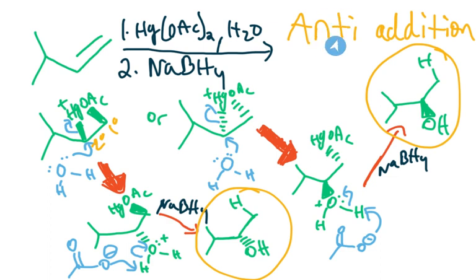And the anti part comes right here and right here, because notice these two bonds are on opposite sides of each other. It's not on the same side. One is dash, one is wedge. One is going away from us, one is coming at us. In both cases. All right, so these are our two possible products.